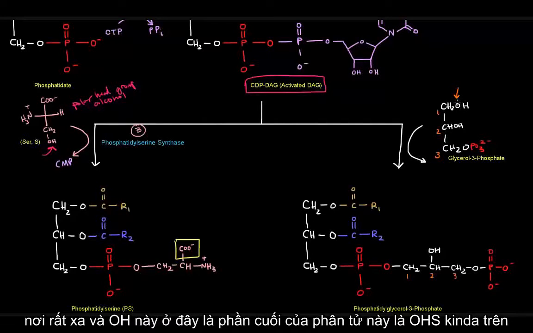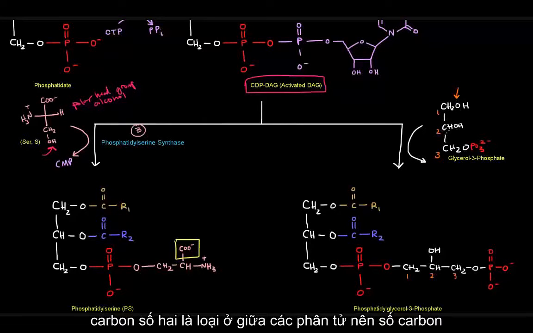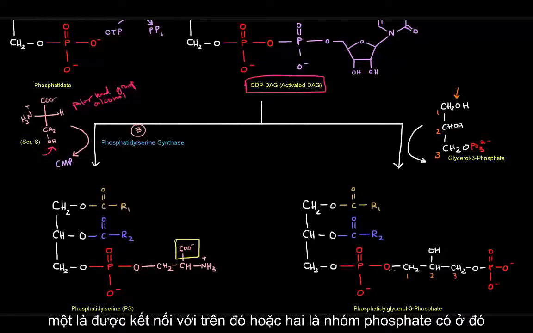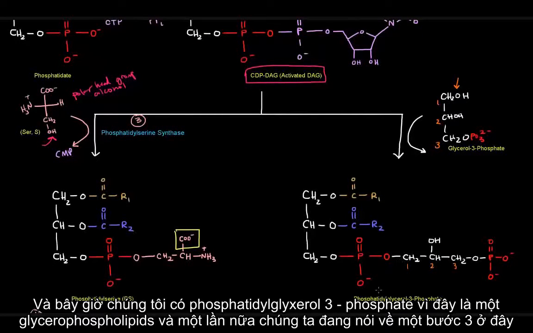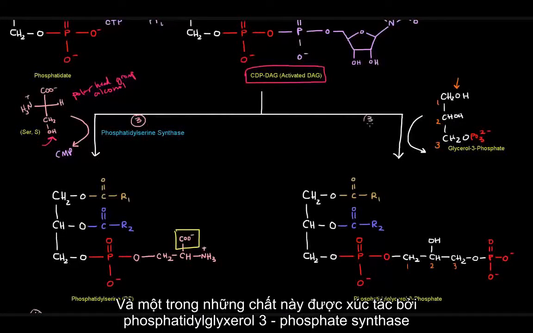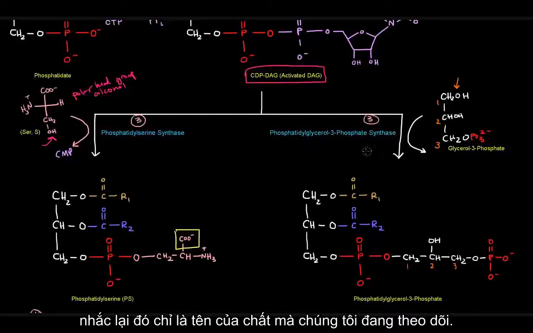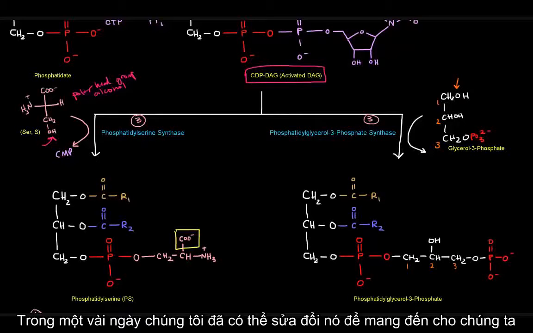And this OH here is on the end of this molecule, whereas this OH is on carbon number 2, in the middle of the molecule. So carbon number 1 gets connected to the O over there, to that phosphate group. And now we have phosphatidylglycerol 3-phosphate. So this is a glycerophospholipid, and again, we're talking about another step 3 here. And this one is catalyzed by phosphatidylglycerol 3-phosphate synthase. Again, that's just the name of the thing that we're making, followed by synthase.